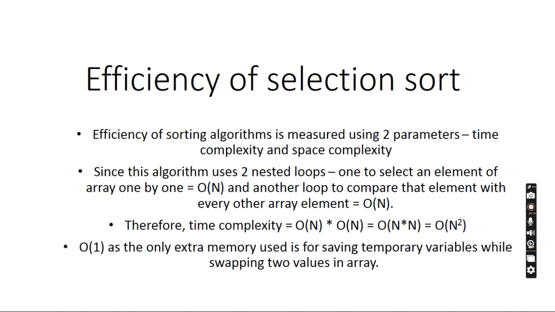Therefore, the time complexity is O(n squared) and the space complexity is O(1). So this is about selection sort.